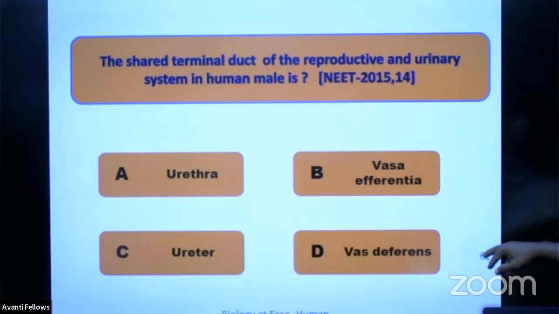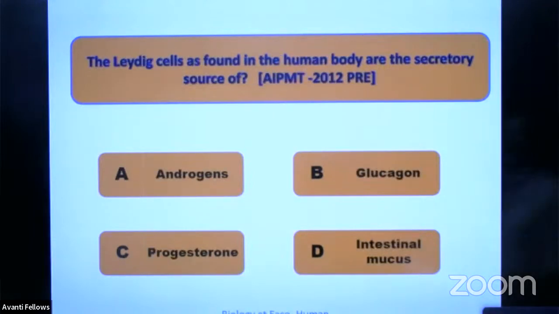And we'll move to another one, question number 14. Leydig cells are found in the human body, and are the secretory source.